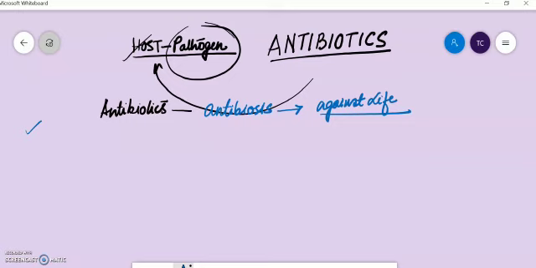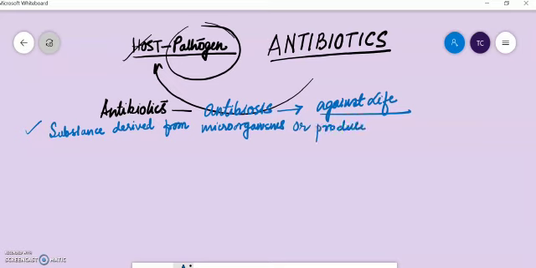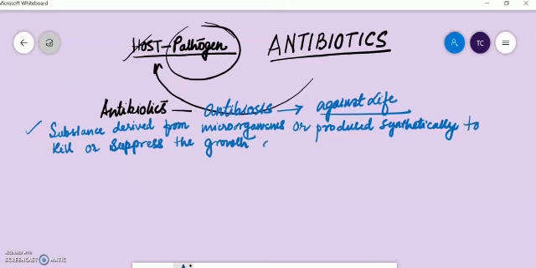It is a substance derived from microorganisms or produced synthetically to kill or suppress the growth of other microorganisms.